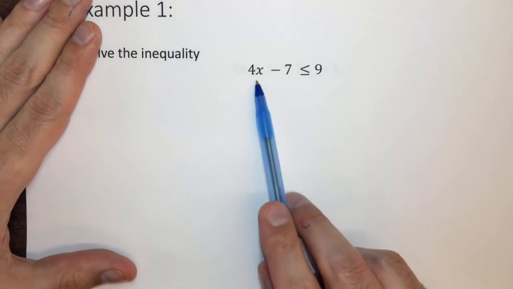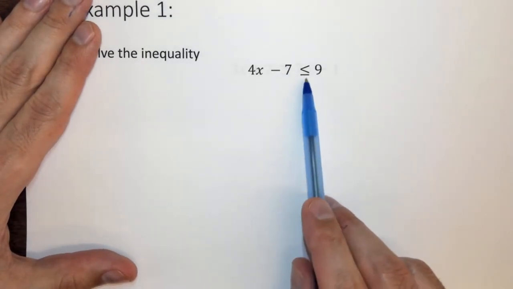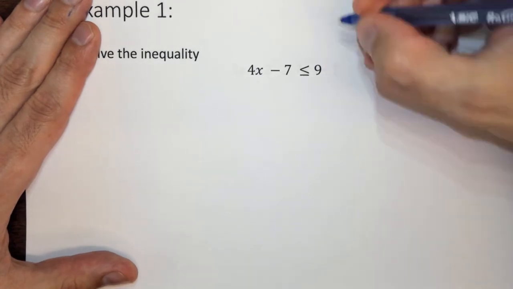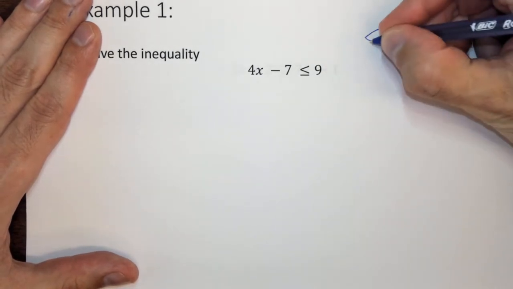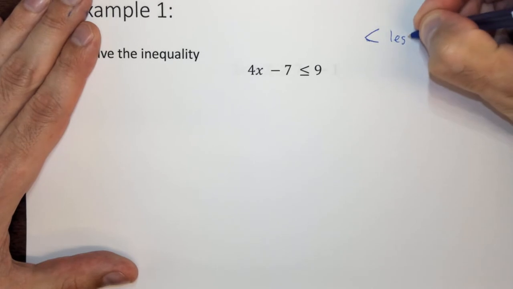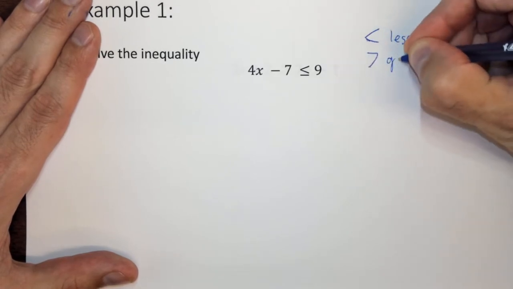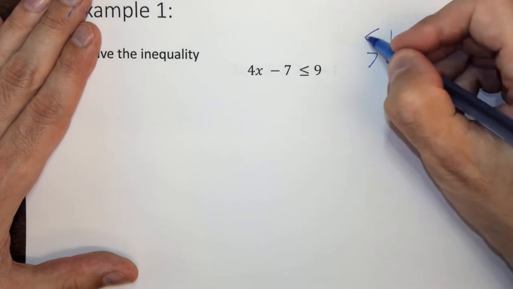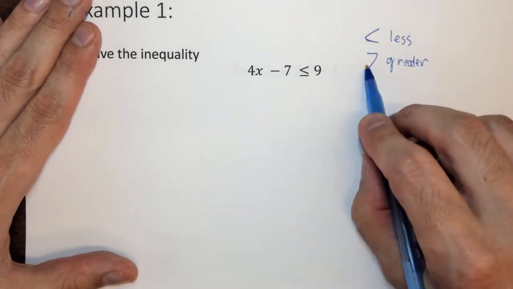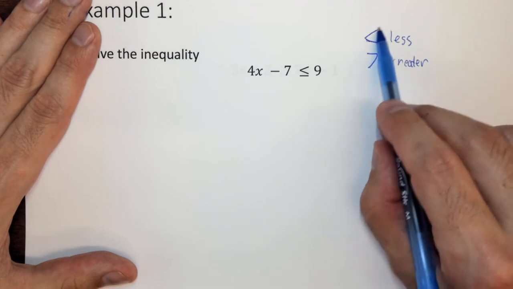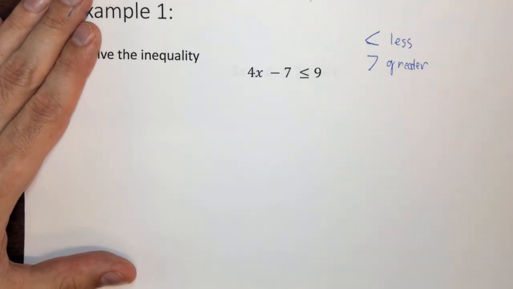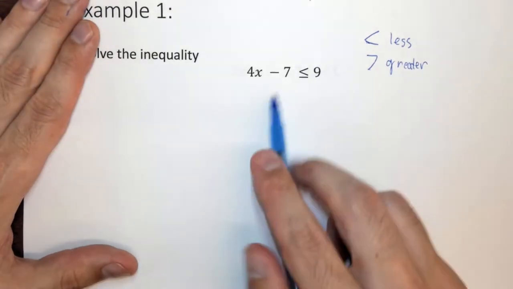So here we have 4x minus 7 is less than or equal to 9. Don't forget that if the symbol is this way, it's less, and if it's this way, it's greater. One way I learned to remember that is this kind of looks like an L, more like an L than this one. So this is the less sign, and this is greater. If it has a line underneath, that means or equal to. So let's take a look at how we do this.